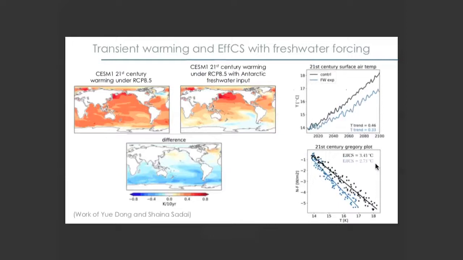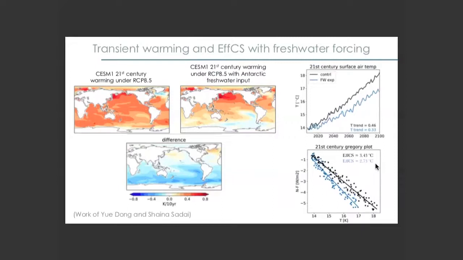Other examples, this comes from the work of Yue Dong in collaboration with Shaina Sadai, who's a graduate student at UMass Amherst, I believe, where Shaina added a bunch of freshwater to an RCP 8.5 simulation for the future. And what this is showing is the difference between just the standard RCP 8.5 simulation with CSM1 versus the version where you've added meltwater from Antarctica, where they've tried to constrain the meltwater input based on what they think the Antarctic ice sheet might do in the future. And the point is you get a lot of Southern Ocean cooling.